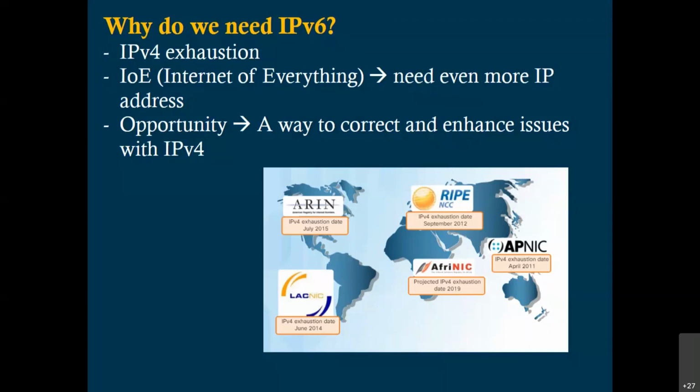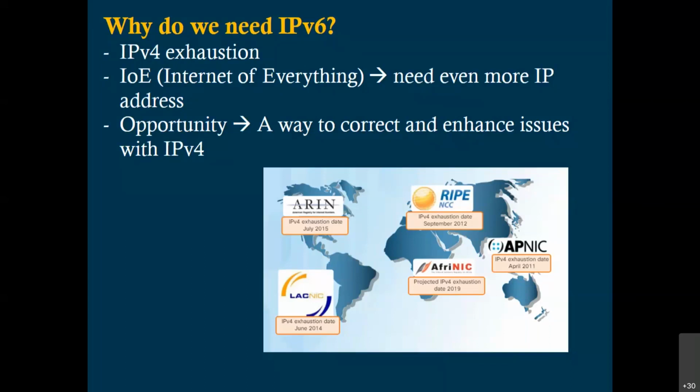So we need IPv6. Another reason why we need IPv6 is because of the Internet of Everything, the Internet of Things, where you have all of these different sensors and machines that help you out. And all of these need their own IP address. Because of that, IPv4 is not enough anymore.